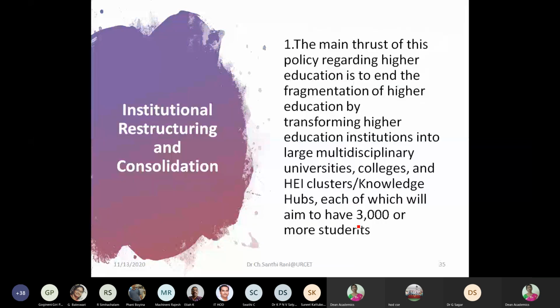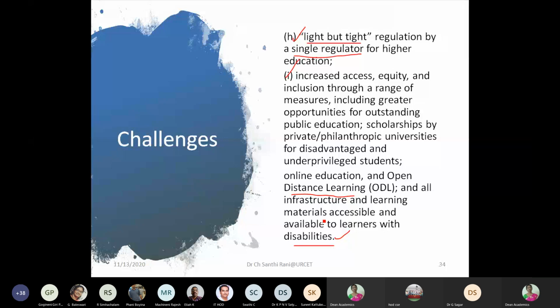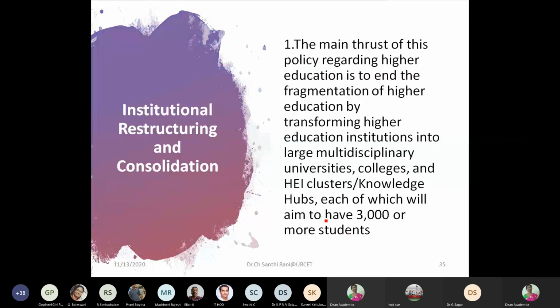I hope you have followed what are the policies of this NEP and what are the present problems that our higher education system is facing, and then what are the challenges that we are going to face. So with that minimum knowledge, let us see few more things, that is institutional restructuring and consolidation. So in future, we are going to have different types of institutions.